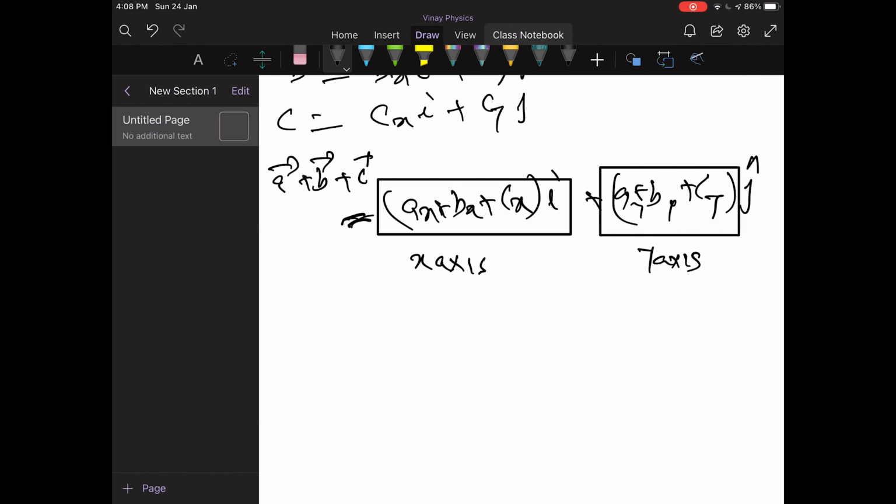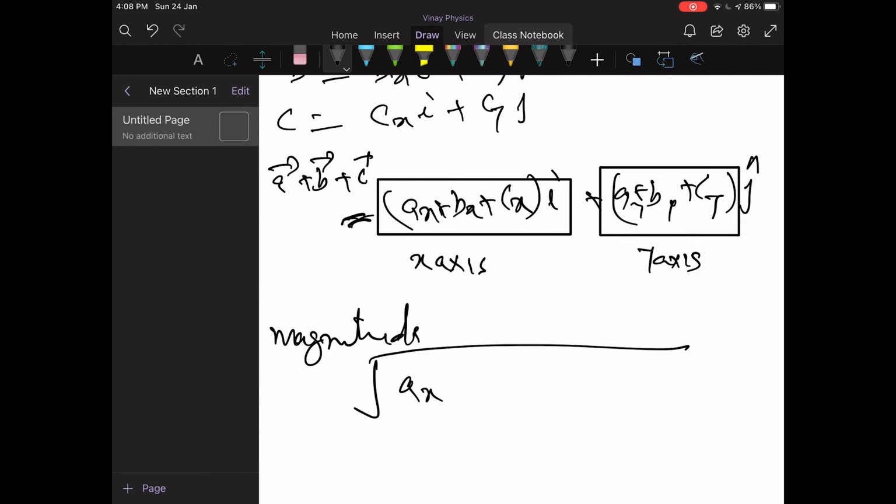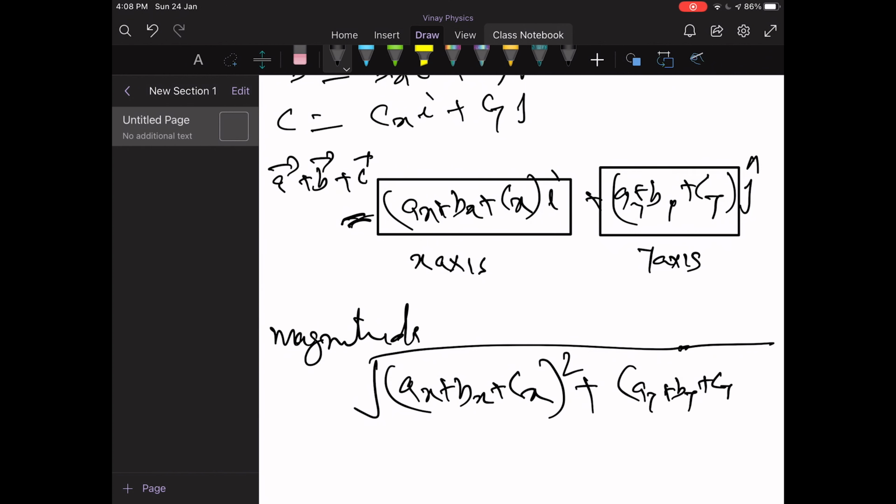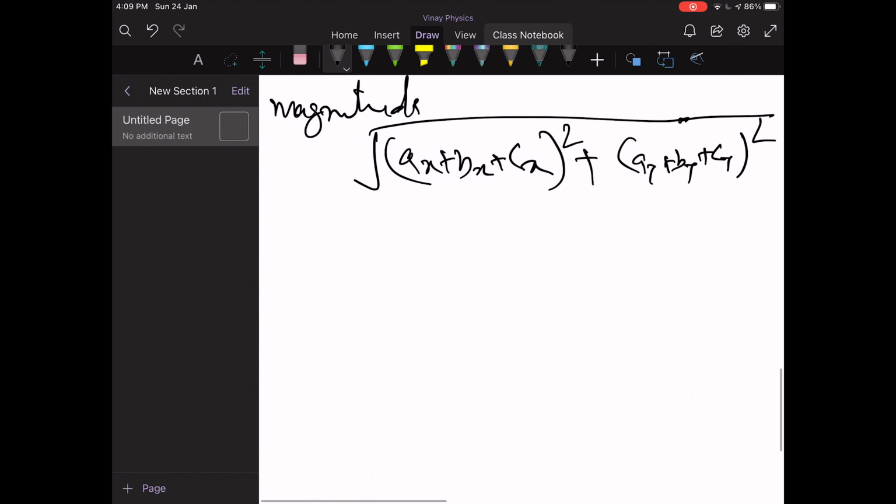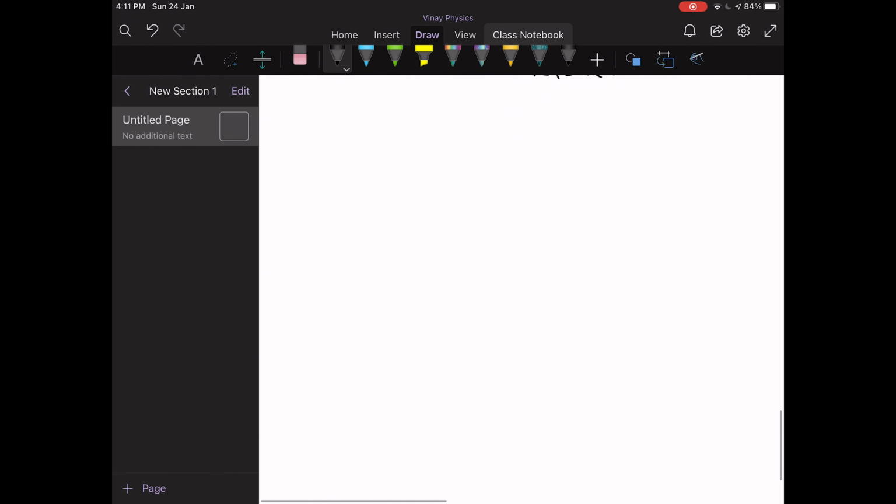So, if we wanted to find their resultant magnitude, the magnitude would be nothing but the square root of (AX plus BX plus CX) whole square plus (AY plus BY plus CY) whole square. So now we know the magnitude of the resultant vector.